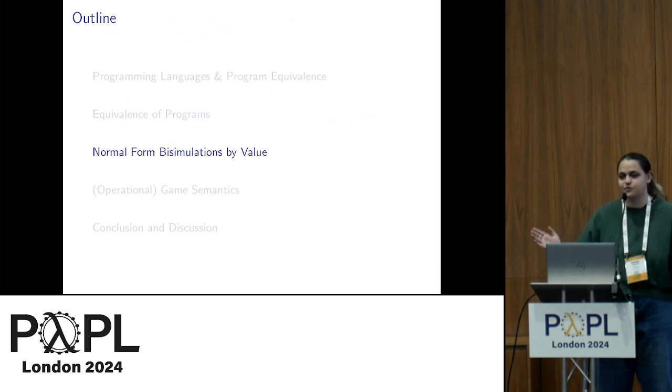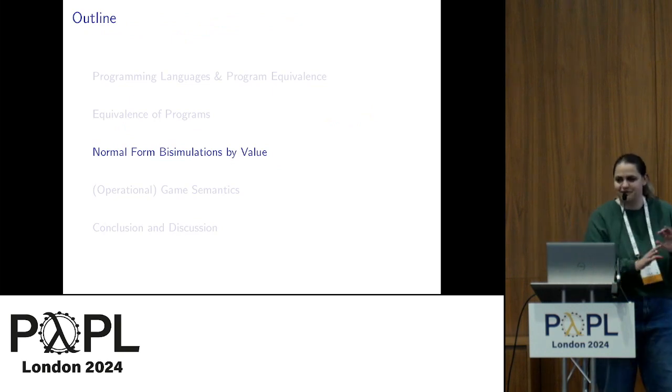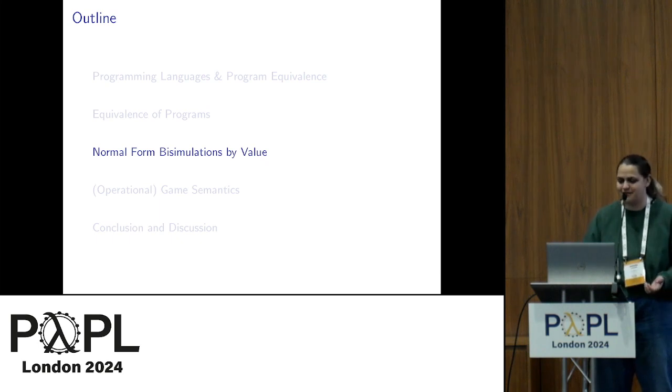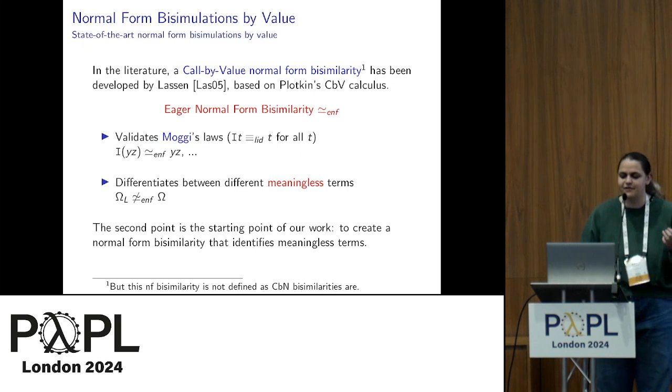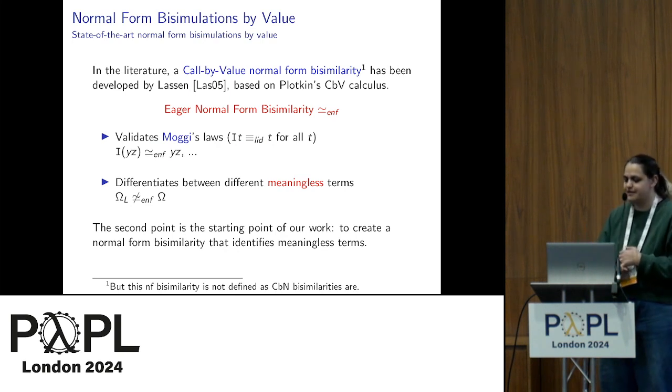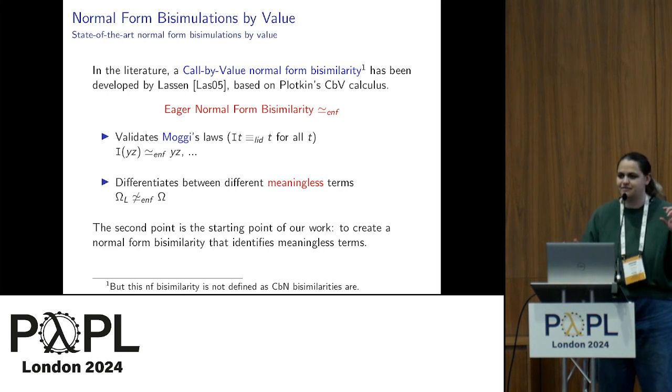So let's go to call by value now that we've seen how it works and we know that it works well in call by name. Why shouldn't it work well in call by value? There's already something that exists in call by value. In the literature, done by Lassen, there's call by value normal form bisimilarity that's based on Plotkin's calculus. That's called eager normal form bisimilarity, ENF. And it's not exactly the direct transpose from call by name to call by value, but it's nice.